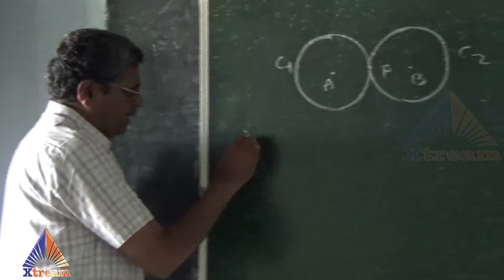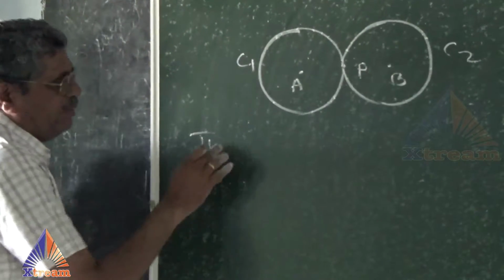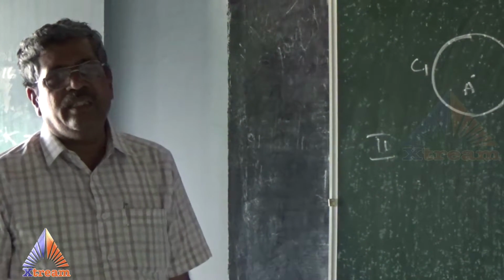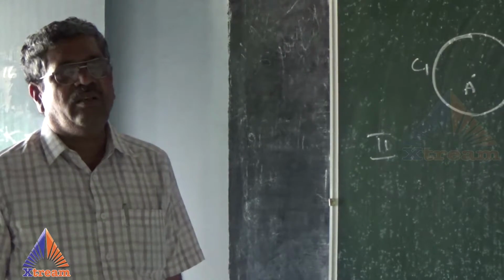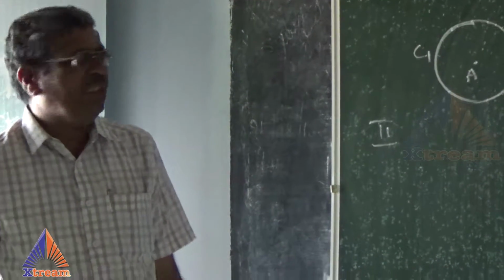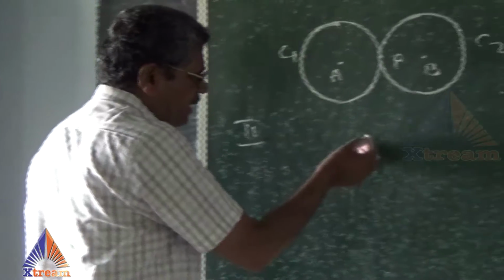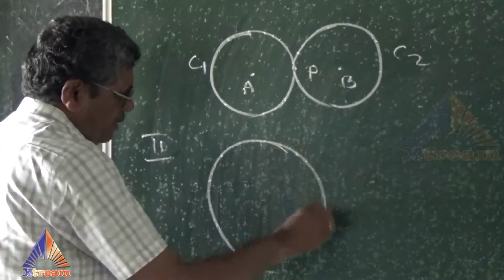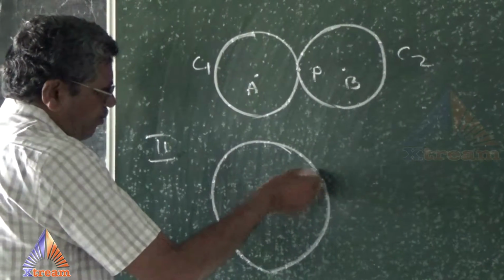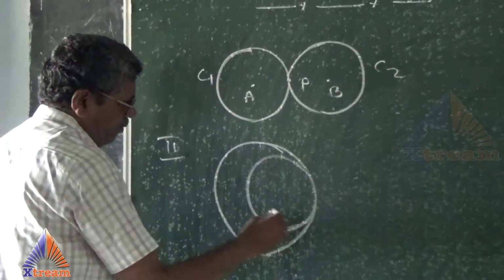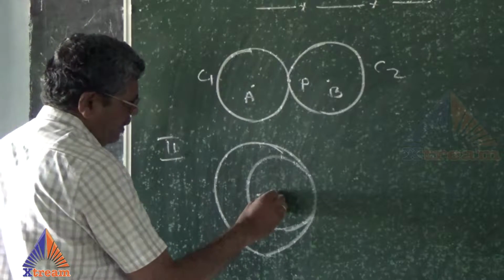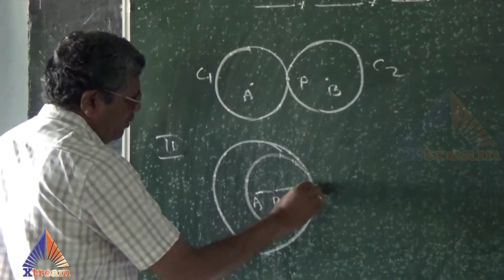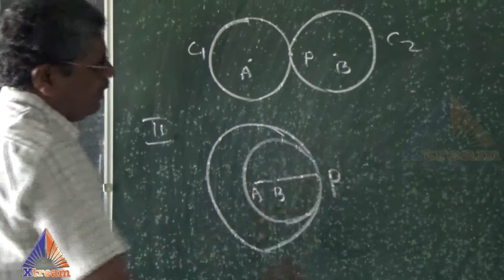Second type is the internal touching circle. If two circles touch each other internally, such circles are commonly called internal touching circles. Like that you can draw the two circles. Here this is B, this one is A, and this point is called P. That is the point of contact.